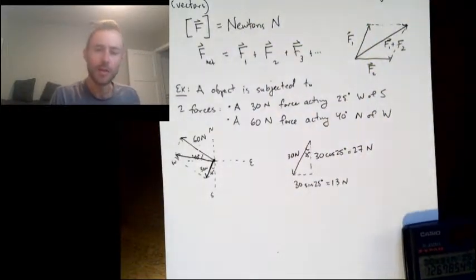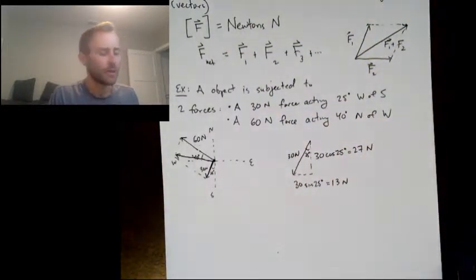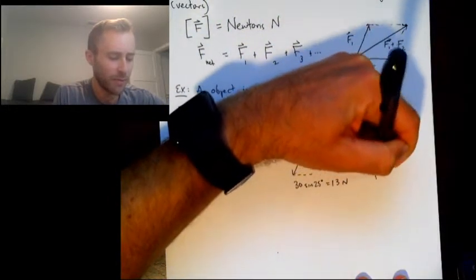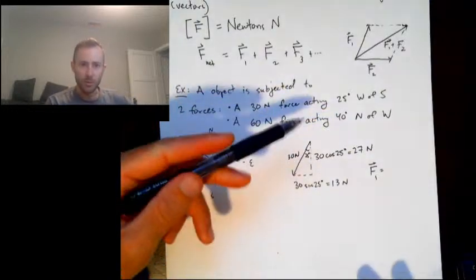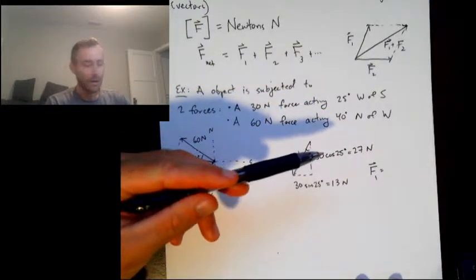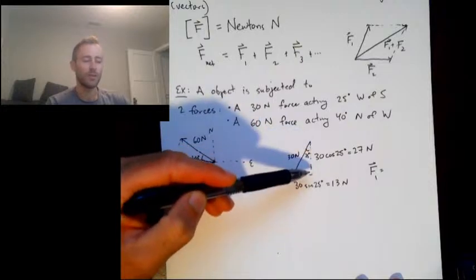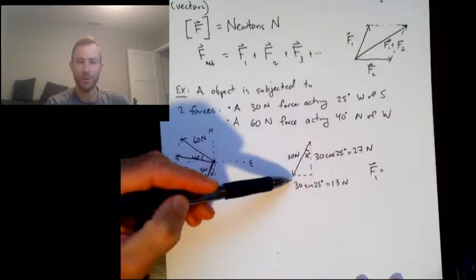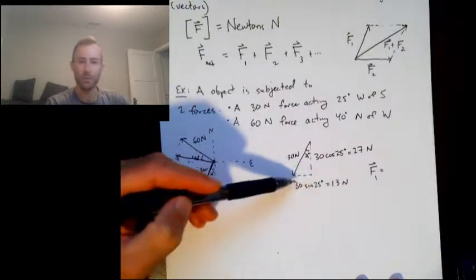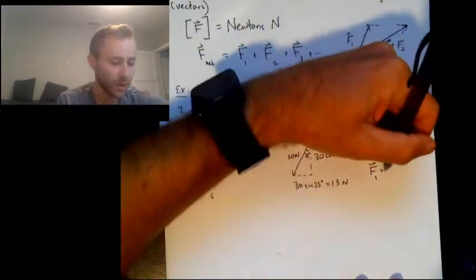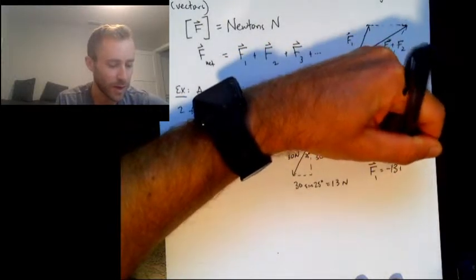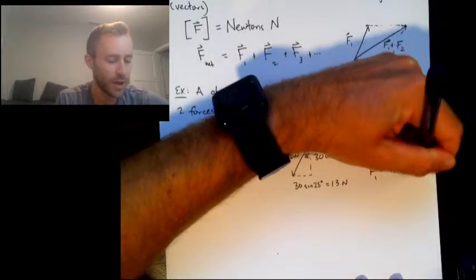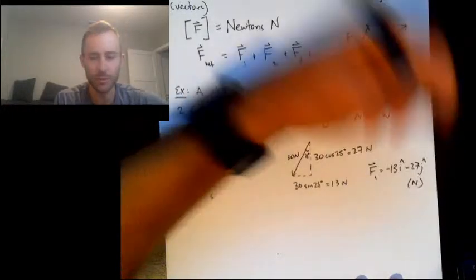Okay. So now if I was going to write, let's just call this one F1. Then that means that F1, and we have to be careful here when we write it in i, j form. This distance is 27 newtons, but it's going downward, so that's negative 27. This is going to the left, not to the right, so that's negative 13 i. So this vector is negative 13 i hat minus 27 j hat, and this is measured in newtons. Okay?